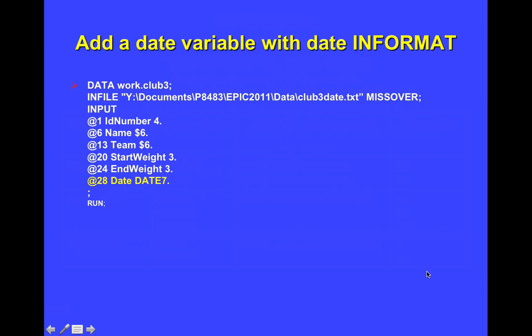So let's add a date INFORMAT and an actual date variable by reading in yet another raw data file. This data file is going to be club3date.txt, which was provided to you on the course website. So nothing overall is really changing in this data step, except we're reading in a different external file, and that external file has a date variable starting in column 28. I'm going to name that variable date, and I want to apply the DATE7. INFORMAT.